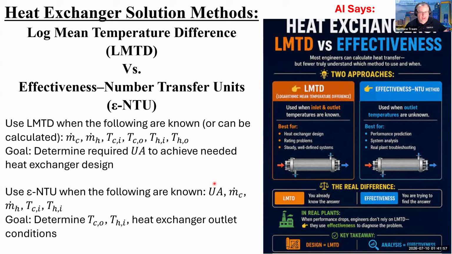So you usually know UA, you know the mass flow rates, and you know the temperatures at the inlet, or inlets, I should say. So the cold and the hot inlet, but you do not know the temperatures of the outlet, right?